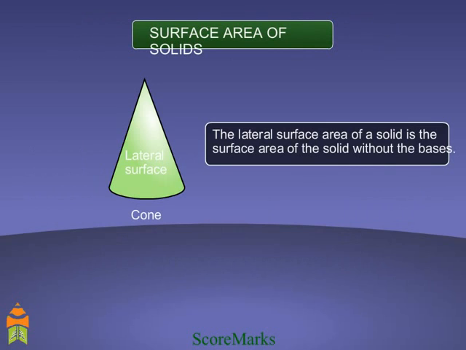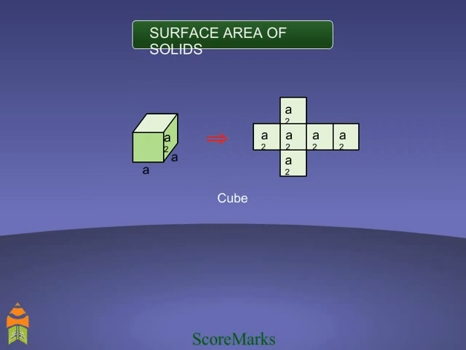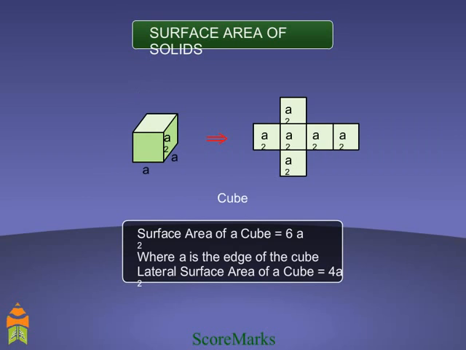The lateral surface area of a solid is the surface area of the solid without the bases. Let's understand surface area of different solids. Cube. We can see 6 square faces with equal area A square. Therefore, the surface area of a cube is 6A square. Lateral surface area of a cube is equal to 4A square.